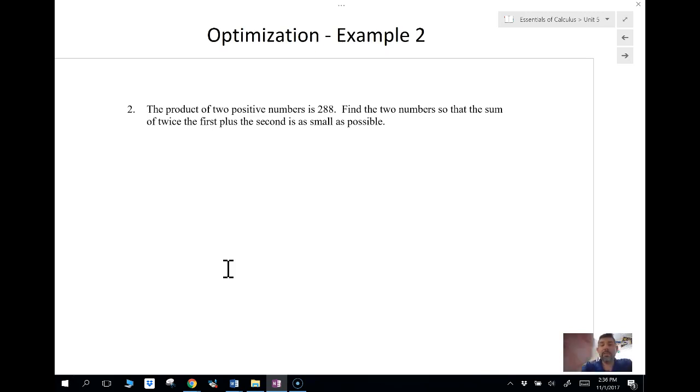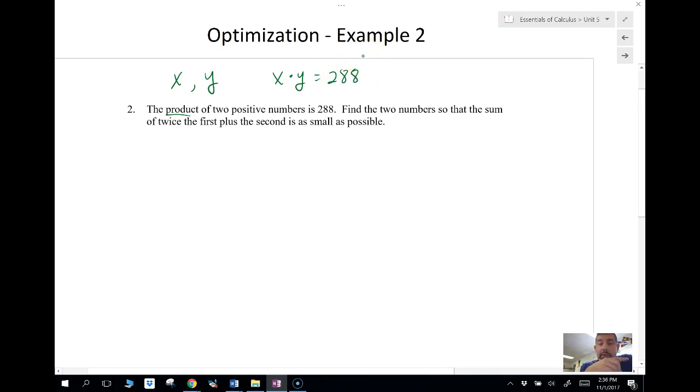Okay, so let's take a look at this. The product of two positive numbers. I'm going to make one positive number x and one positive number y, and I know the product is 288, so x times y is going to be 288. Did I say 28? I meant 288.